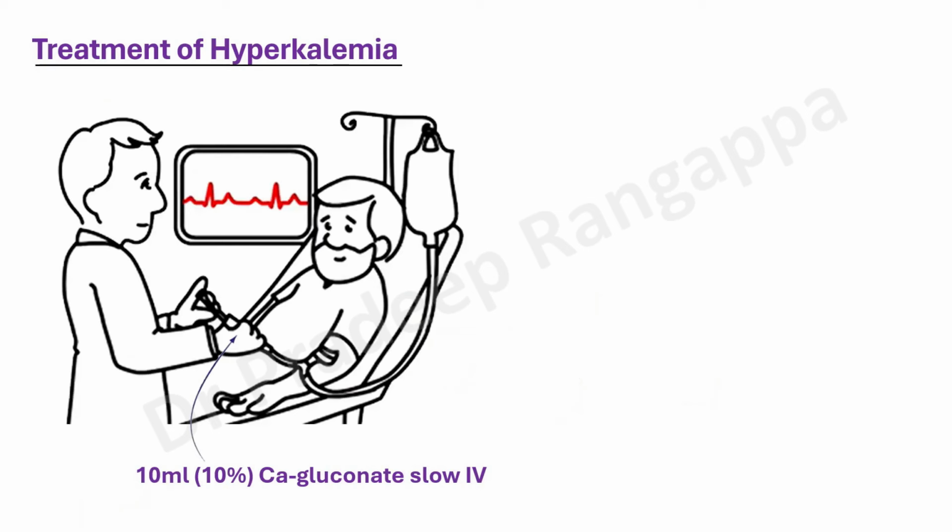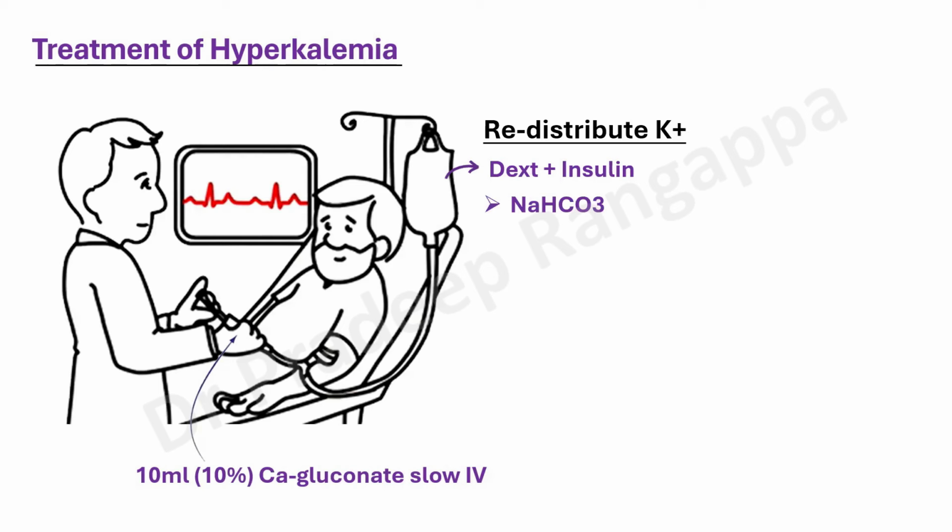So 10 ml of 10% calcium gluconate has to be administered slowly, IV, maybe over 5 to 10 minutes. And the second main dimension of correcting hyperkalemia is to create a redistribution of potassium by giving dextrose and insulin infusion. You can put 10 units insulin in 25% or 50% or 50 ml dextrose and give it over 2 to 4 hours. And sodium bicarbonate can be given to redistribute potassium.